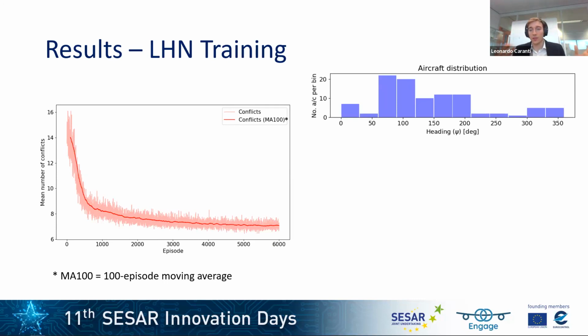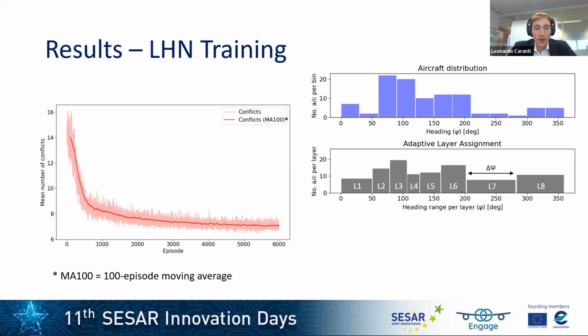This is the aircraft distribution for a random example. The aircraft are separated into bins, exactly 12 bins, and I'm going to take the one on the leftmost part to really explain this. So between 0 and 30 degrees of heading, there appear to be 7 aircraft, and so on for the other bins. This is the input to the neural networks.